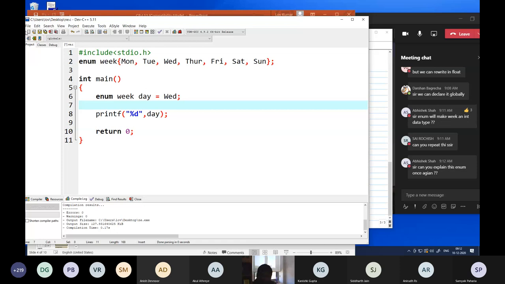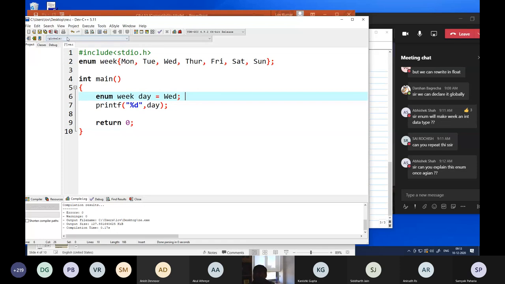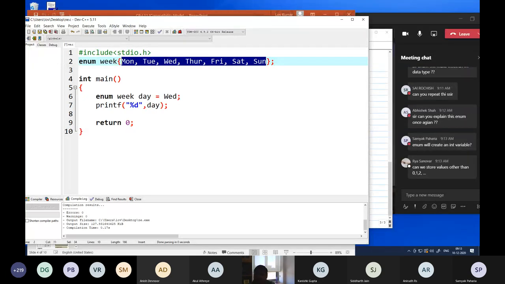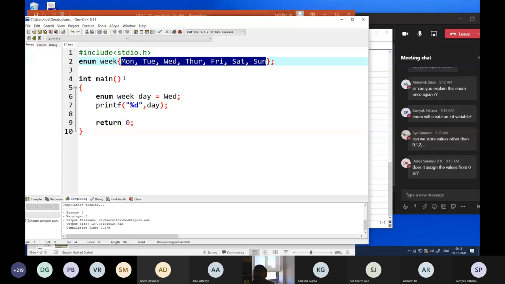So basically, in this scenario, we are using the enum data type. This is also called the user defined data type. We are defining our own data type. What we are writing here? enum week, and then we are writing Monday, Tuesday, Wednesday, whatever the weekdays are there, we are going to create here. Okay. After that, you can create any variable of this data type.